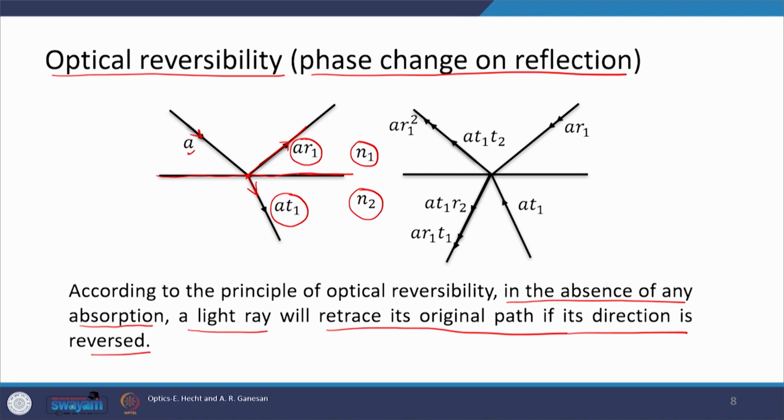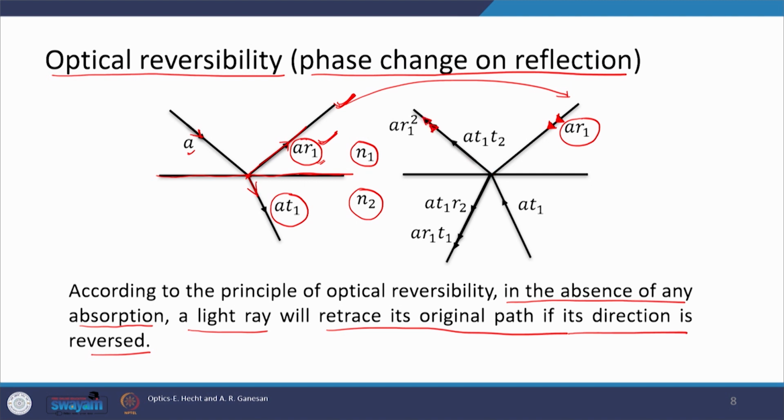Now, let us start with this arm and we will reverse the direction of the ray which has amplitude A into R1. Let us represent this arm in a new figure, and this A into R1 is the ray which is now travelling again back towards the interface. This ray is represented by a double arrow. Now, this ray is falling on the interface, and a part will be reflected.